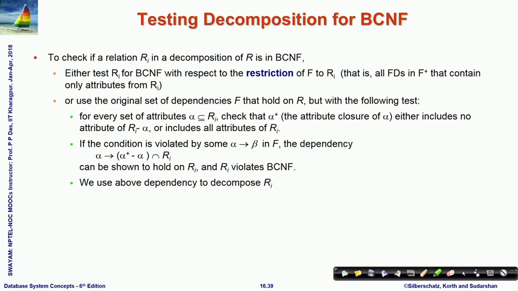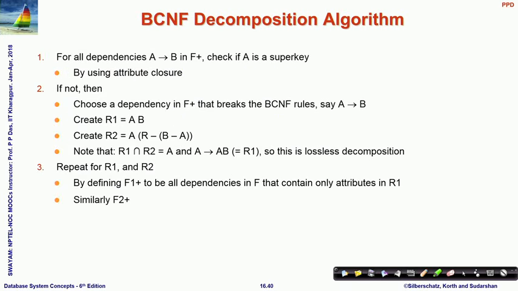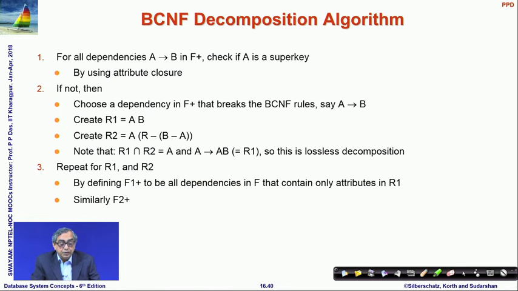I am not going through it in steps, and here is the more detailed formal algorithm to determine whether a decomposed relation is in Boyce-Codd normal form. I will just quickly recap the algorithm. For all dependencies, you first determine the super key and check whether A determining B is a super key or not, which you can easily do using attribute closure. If it is not a super key, then you choose a dependency A determining B which violates it, and you form the Boyce-Codd decomposition.